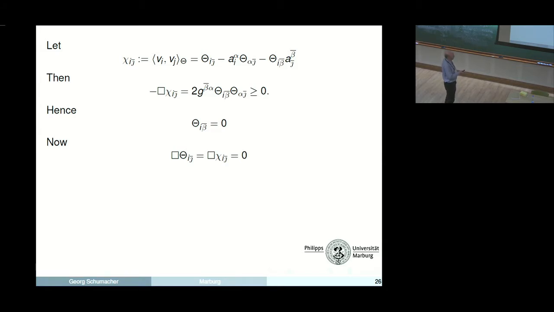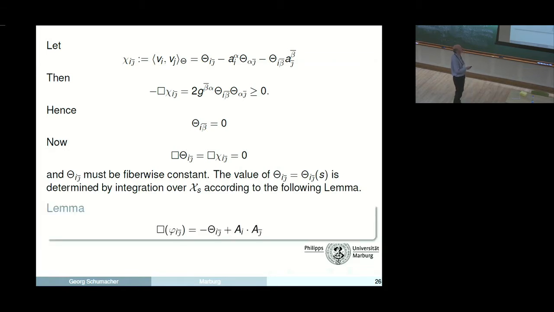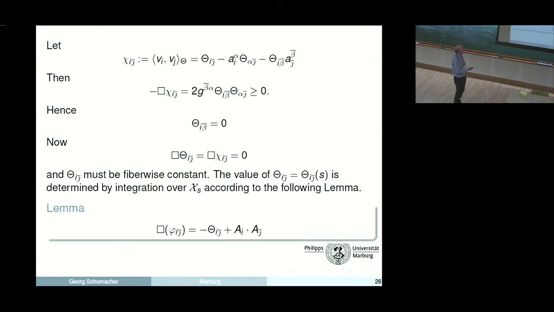Fine. What does it mean? These are fiber-wise Laplacians, so it means that all of these components only depend on the parameter. And so then, of course, we can compute the value by integration in the following way. We take the geodesic distance functions here, and we arrive at such an equation. The Laplacian of phi is equal to this thing here. Once again, this is some computation.